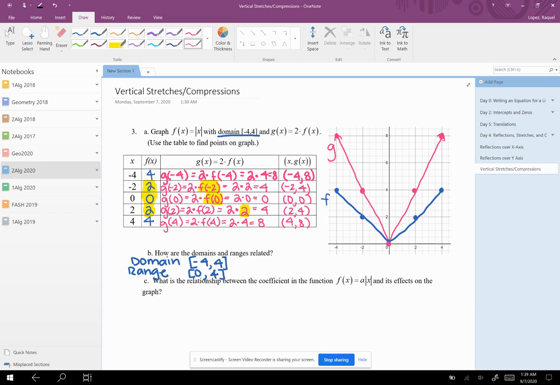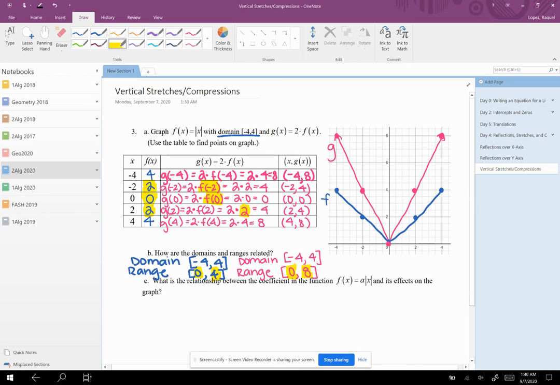Now let's look at the domain and range for g. The domain is actually going to be the same. Our inputs didn't change. So our domain is from -4 to 4, with brackets to include those values. And for the range, our lowest value is 0, and that's included. And our highest value here is actually 8. So if you notice, the range actually doubled. And if we double the 0, 2 times 0 is still 0. So our range doubled.